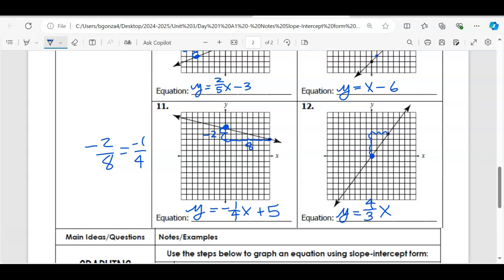And then look, what's the y-intercept here? That's at 0. I could write plus 0, but you're never going to see it like that. So you just leave it just like that. 4 over 3x is done. You don't need to write plus 0. It's implied.